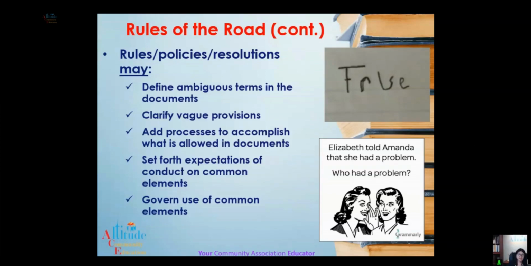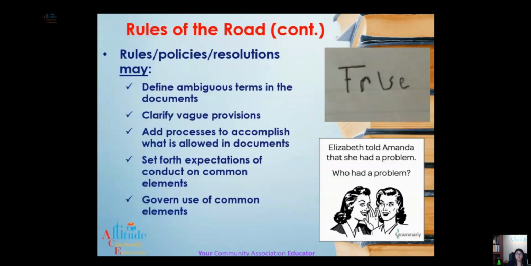You can add processes to accomplish what is allowed in the documents. And probably one of the best examples of that is your collection policy. Your declaration already speaks to assessments and collecting assessments and sets forth some parameters, but your policy goes into a lot more detail and creates the actual process and the step-by-step of what the association has to do to collect the assessments, to be able to comply with what the documents require it to do.